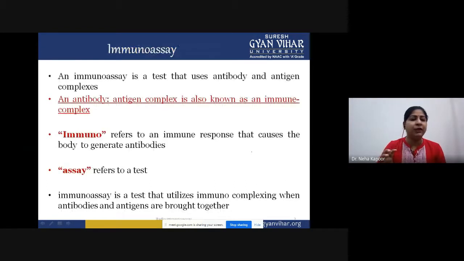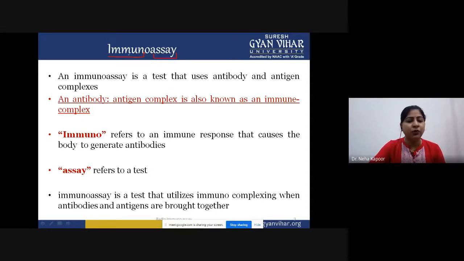Starting with the first point, we need to understand immunoassay. What is an immunoassay? Because we are talking about radioimmunoassay, first of all, we need to understand the meaning of immunoassay. As the name suggests, immunoassay is made up of two words, immuno and assay.